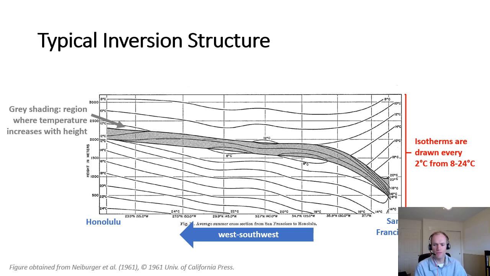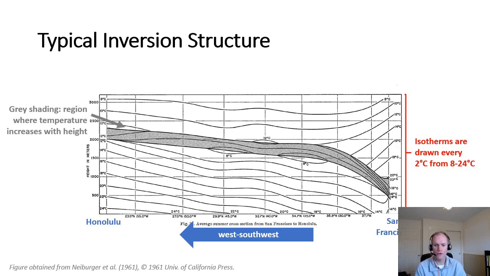The inversion is found at relatively low elevations here, roughly 500 to 900 meters above ground level near San Francisco. And note how we go from something that's around 14 Celsius to around 20 Celsius as you go upward through the inversion at San Francisco. So we're looking at an increase in temperature of about 6 degrees Celsius here at San Francisco.